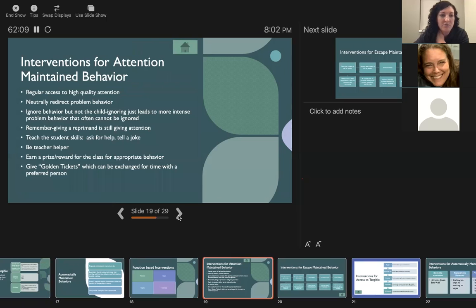So, interventions for attention maintained behavior. What we've already talked about is regular access to high quality attention, and neutrally redirecting problem behavior. When I talked before about how our redirections are sometimes much bigger than our typical way of interacting, those neutral redirections, especially those done privately, can be a really good tool for students who have problem behavior maintained by attention. You can ignore the behavior, but not the child. Ignoring just leads to more intense problem behavior that often can't be ignored.